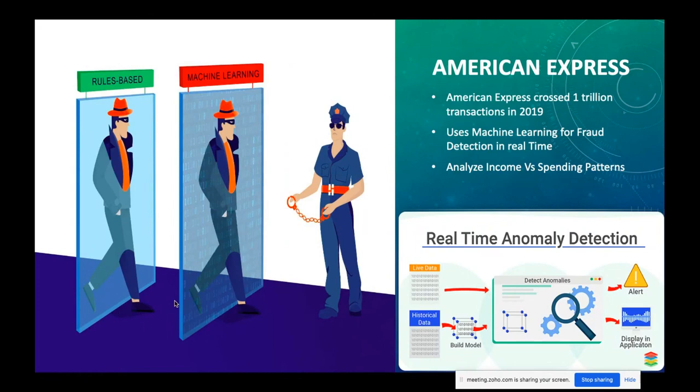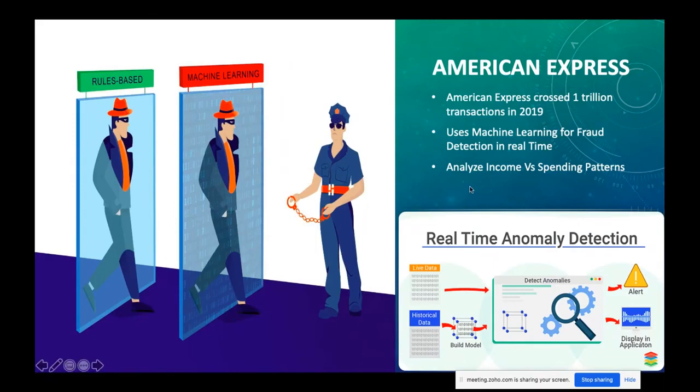So they use machine learning. Obviously, they use machine learning. Over here, you can see the rule-based is showing green, where the rule-based algorithms might not be able to perform beautifully on anomaly detection. However, machine learning algorithms can be used for real-time anomaly detection, and American Express uses it.